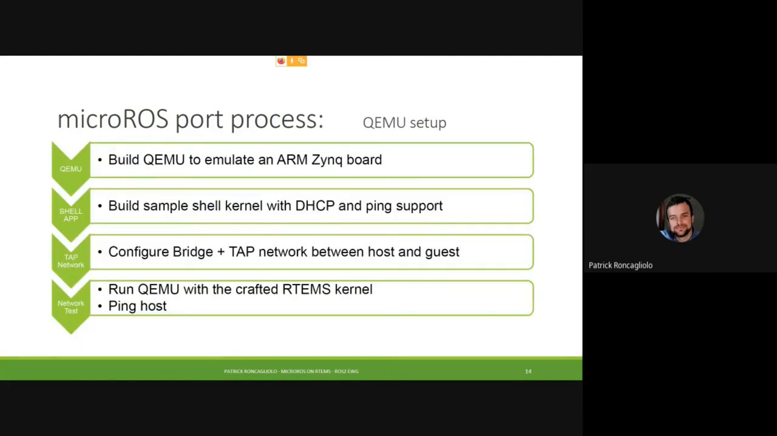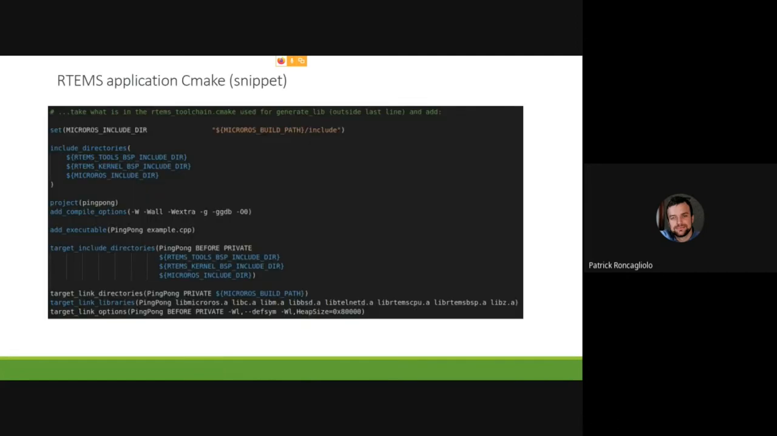After that, we have to test this new code. So we build a QEMU emulator for the ARM Zynq board with RTEMS tools. We build a sample shell application, RTEMS based. We configure a virtual network on our host, and we run QEMU with this application just to ping the host and test that we have the proper networking setup.